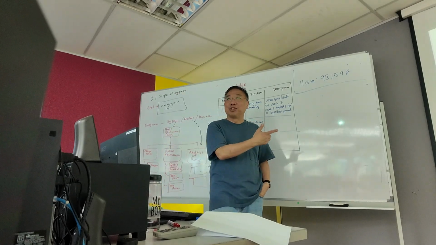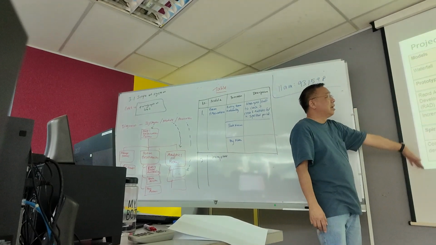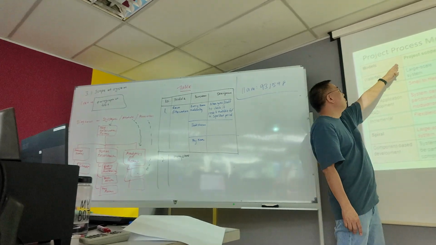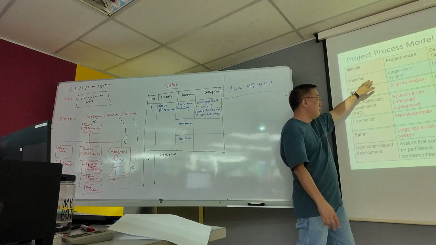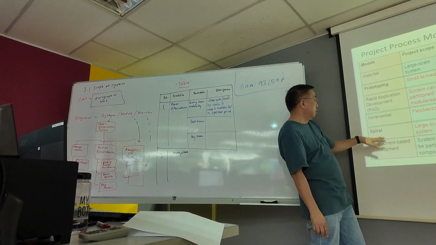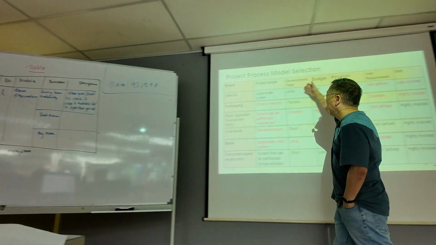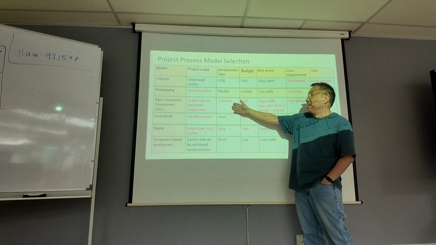Hopefully you had this slide in your software engineering class last time, because it shows you all the different models and what it's good for. If the project scope is large scale, 2 years, 3 years, then waterfall and spiral might be more appropriate. But if your development time is 3 months, RAD might be more appropriate instead of waterfall.